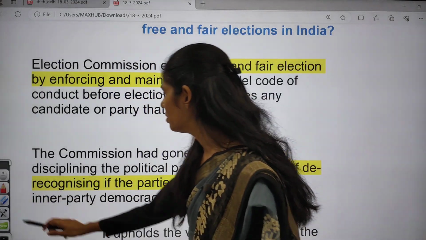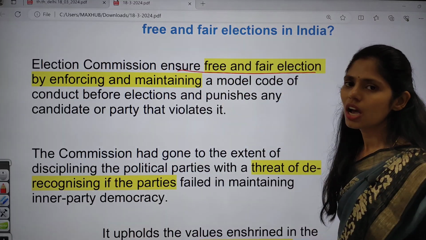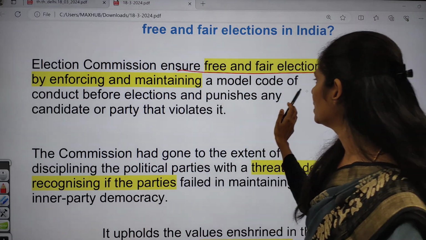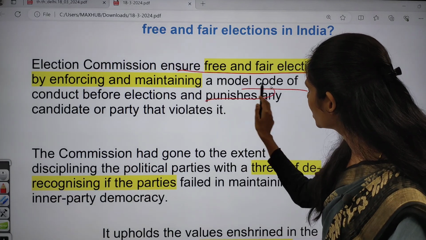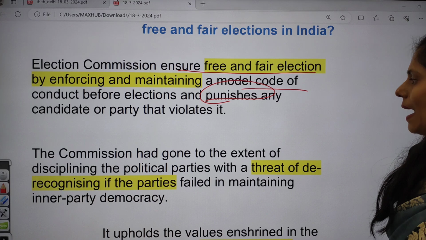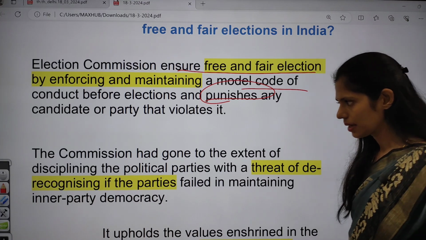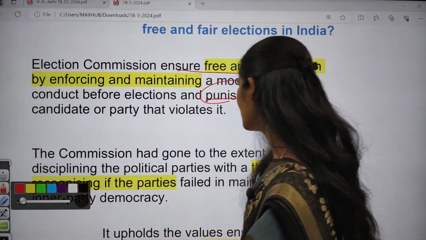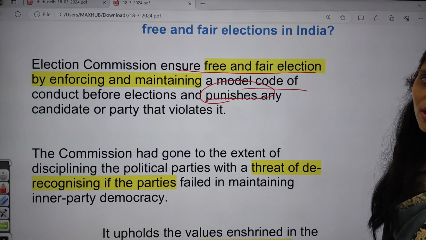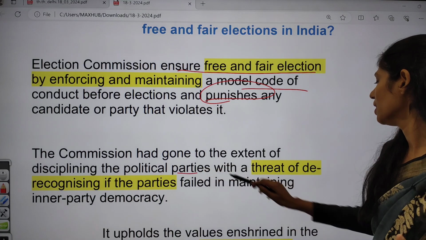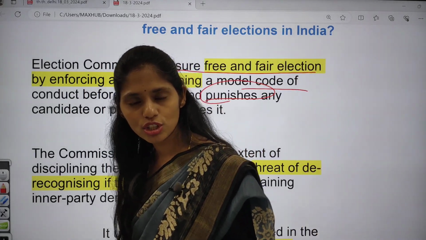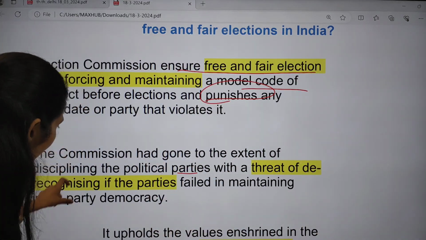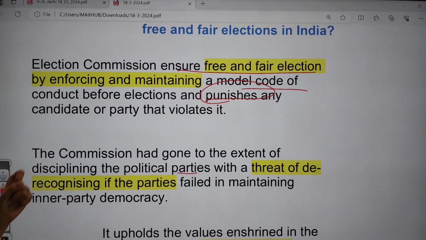So the Election Commission will ensure free and fair elections by enforcing and maintaining the model code of conduct before elections. And the Election Commission will even punish any candidate or party which is violating the model code of conduct. The next important power of the Election Commission is the discipline of political parties, because it can de-recognize parties if they are failing to maintain inner party democracy.